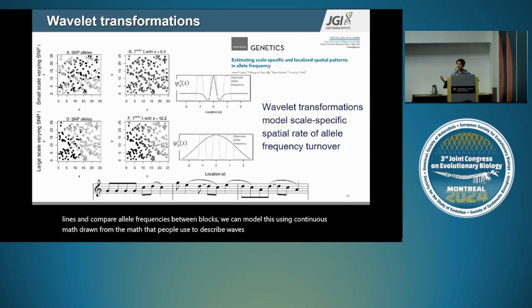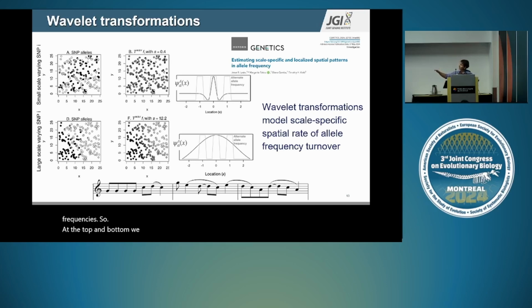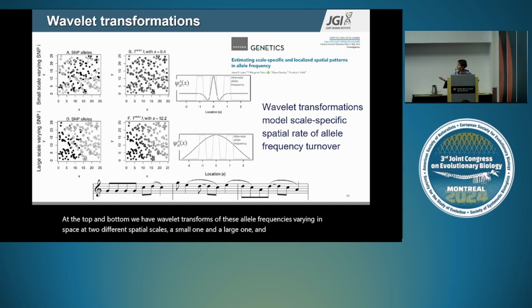This is a wavelet transformation. Physicists love wave math. You can use it to describe music. Brownie points to anyone who recognizes the music. But it also turns out to work really well for describing allele frequencies. So at the top and bottom, we have wavelet transforms of these allele frequencies varying in space at two different spatial scales, a small one and a large one. And this really cool paper that just came out that I've basically been beta testing offers approaches to model allele frequency with wavelets across different scales.